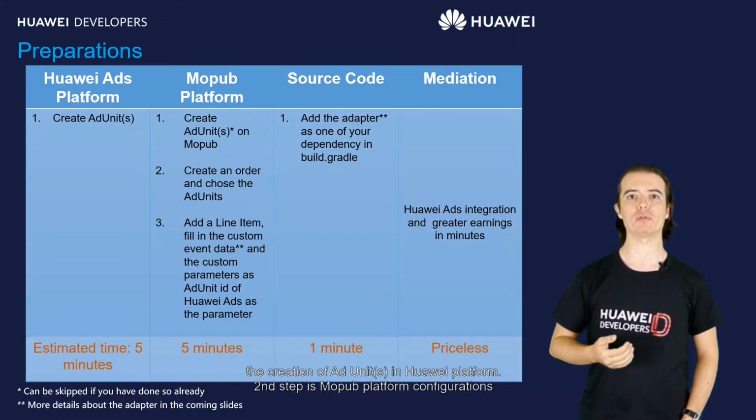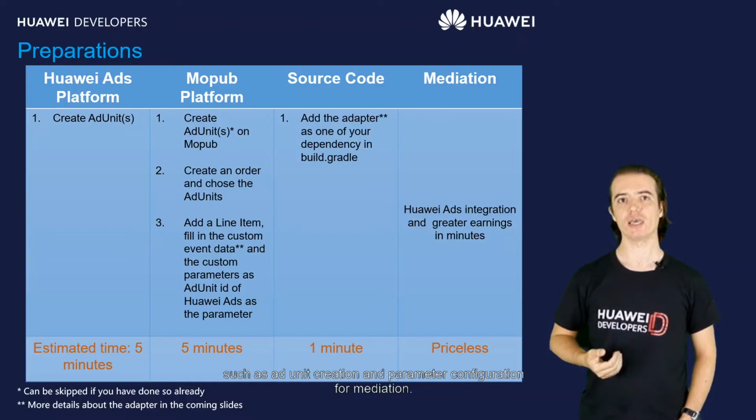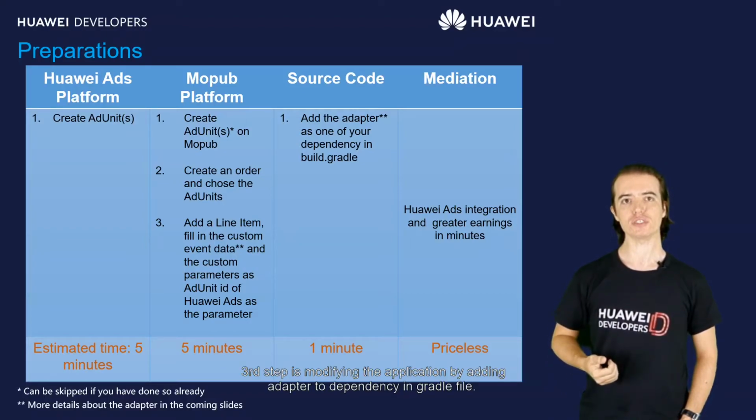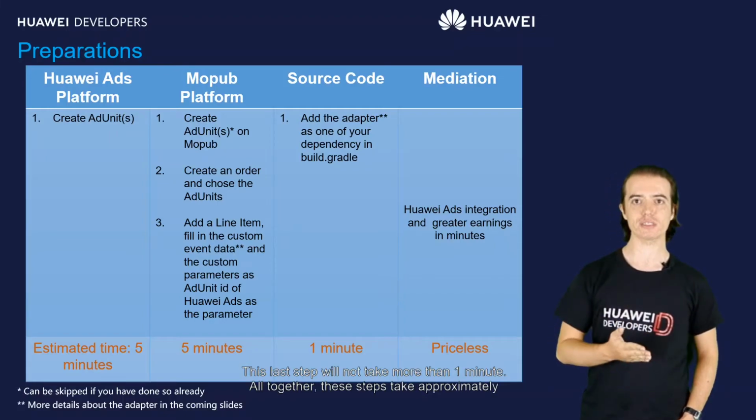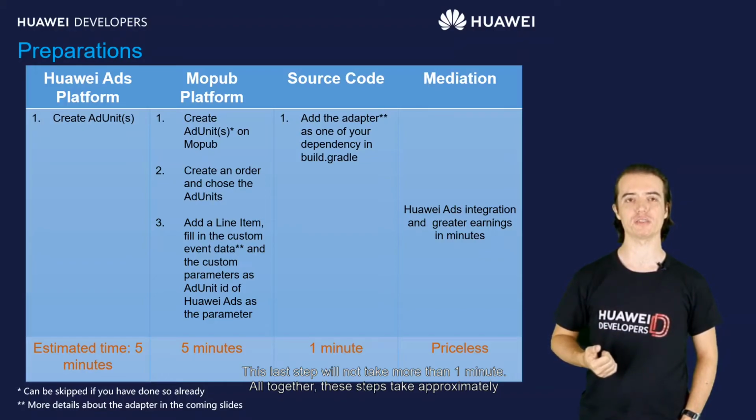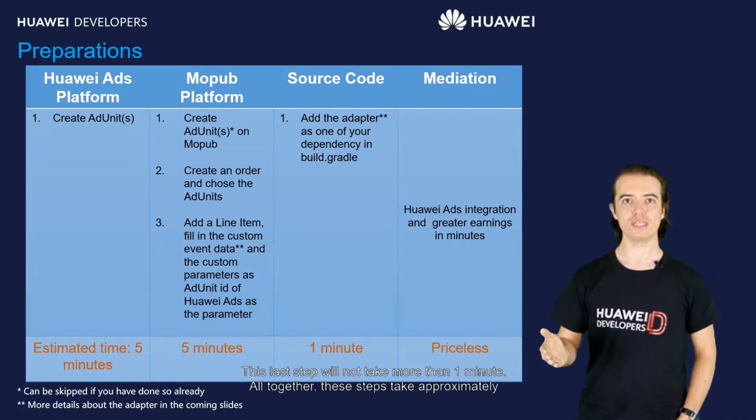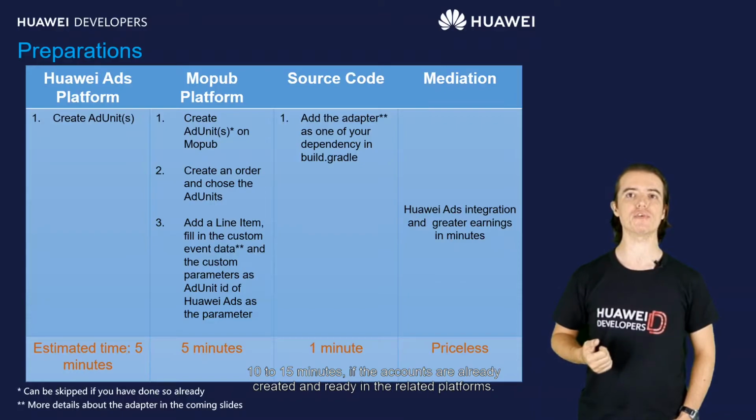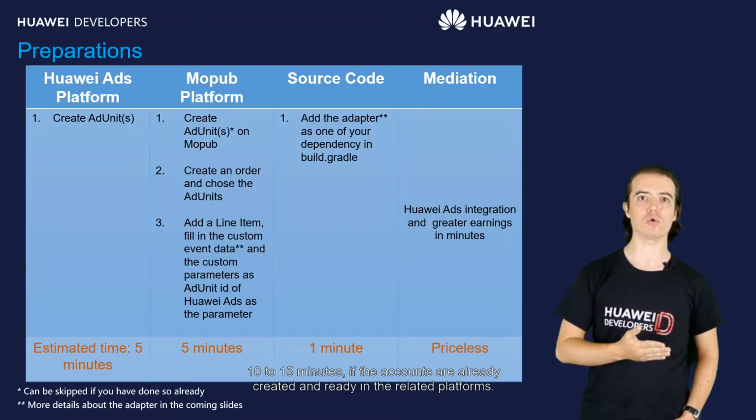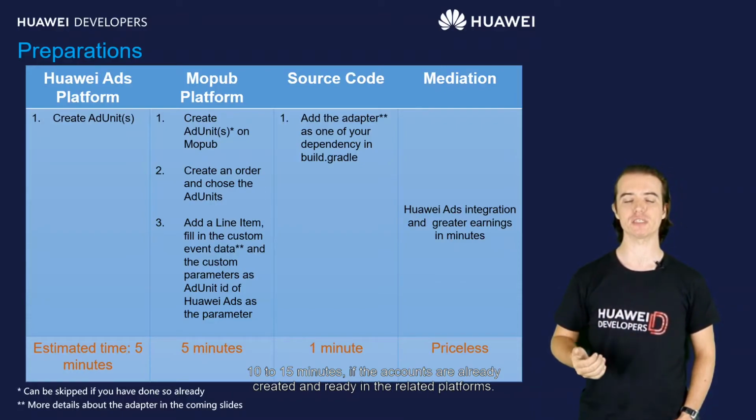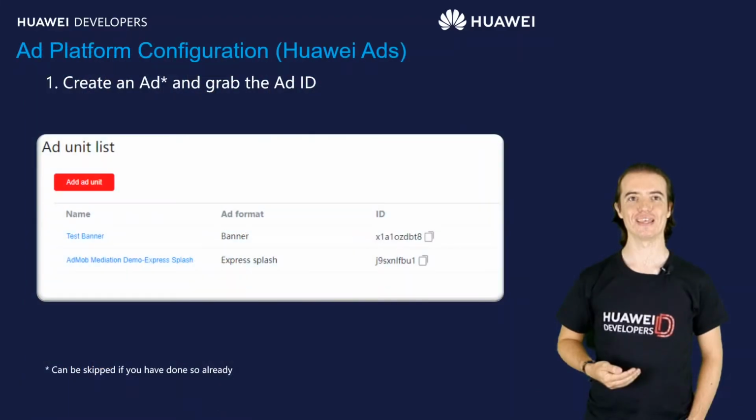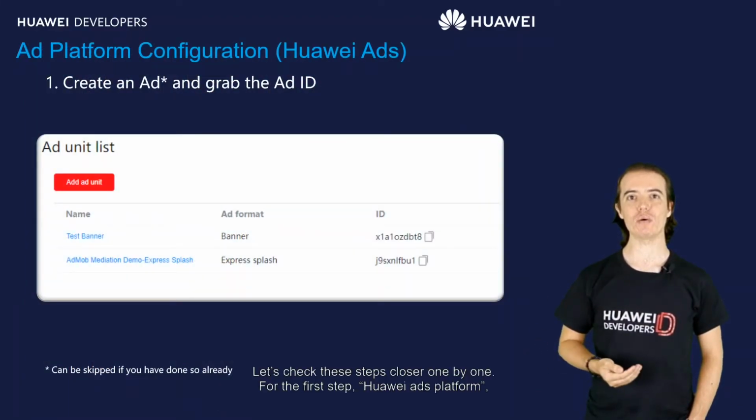Second step is Mopub platform configurations, such as ad unit creation and parameter configuration for mediation. Third step is modifying the application by adding adapter to the dependency in Gradle file. This last step will not take more than 1 minute. Altogether, these steps take approximately 10 to 15 minutes, if the accounts are already created and ready in related platforms. Let's check these steps closer one by one.